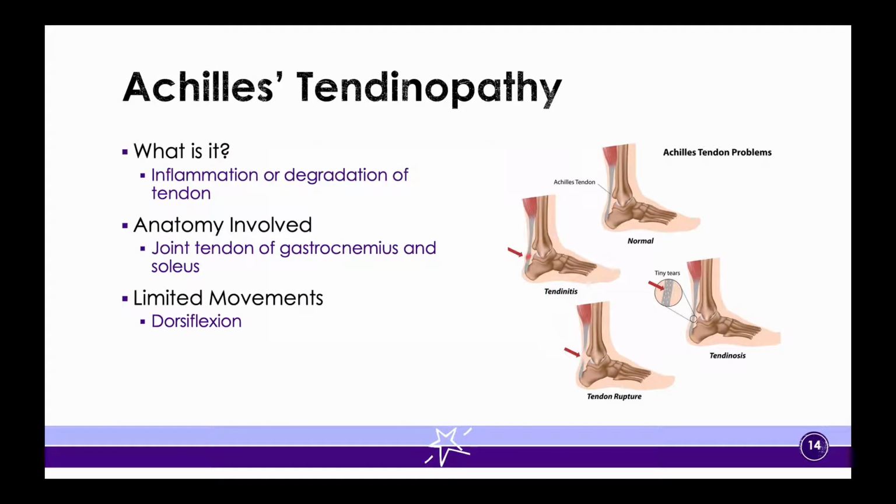So next we're going to take a look at our Achilles tendinopathy, another common condition that we can have. It's inflammation or degradation of the Achilles tendon. That is the tendon that comes down as a joint tendon between the gastrocnemius and the soleus. That's our Achilles tendon.